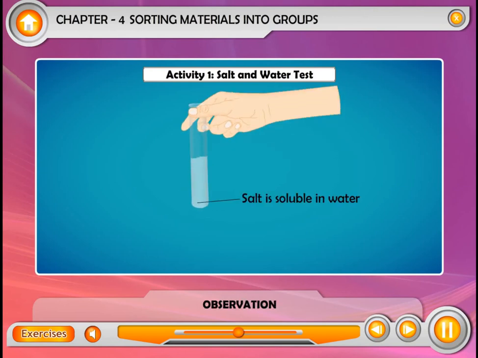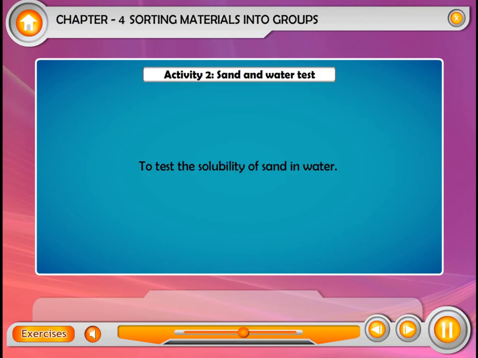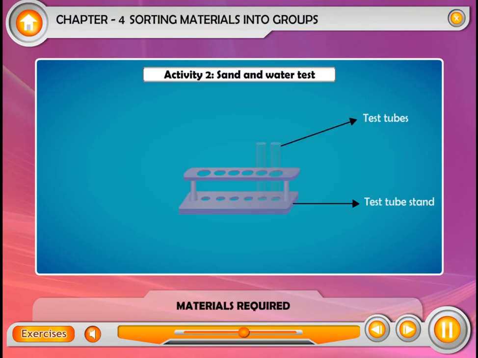Observation: Salt has disappeared into water. Its tiny particles spread so uniformly in water that they cannot be seen. Conclusion: Salt is soluble, it dissolves in water. Activity 2. Sand and water test. To test the solubility of sand in water.